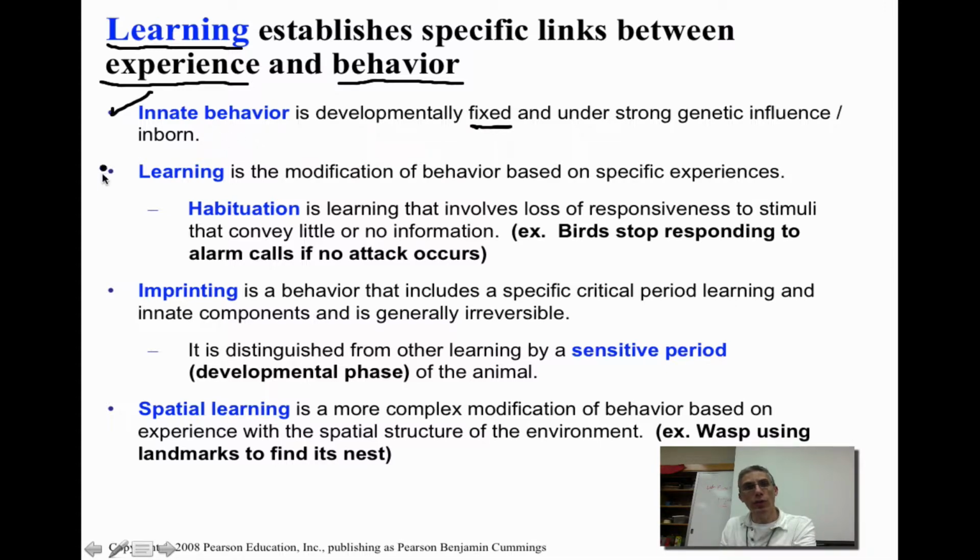Now, on the flip side of that, we have something called learning. This is going to be the modification of a behavior, and it's going to be based on specific experiences of that animal. One of the types of learning that we look at is something called habituation. Habituation is learning that involves the loss of responsiveness to stimuli that convey little or no information. A really good example of this is birds. Birds are going to stop responding to alarm calls if basically no attack occurs.